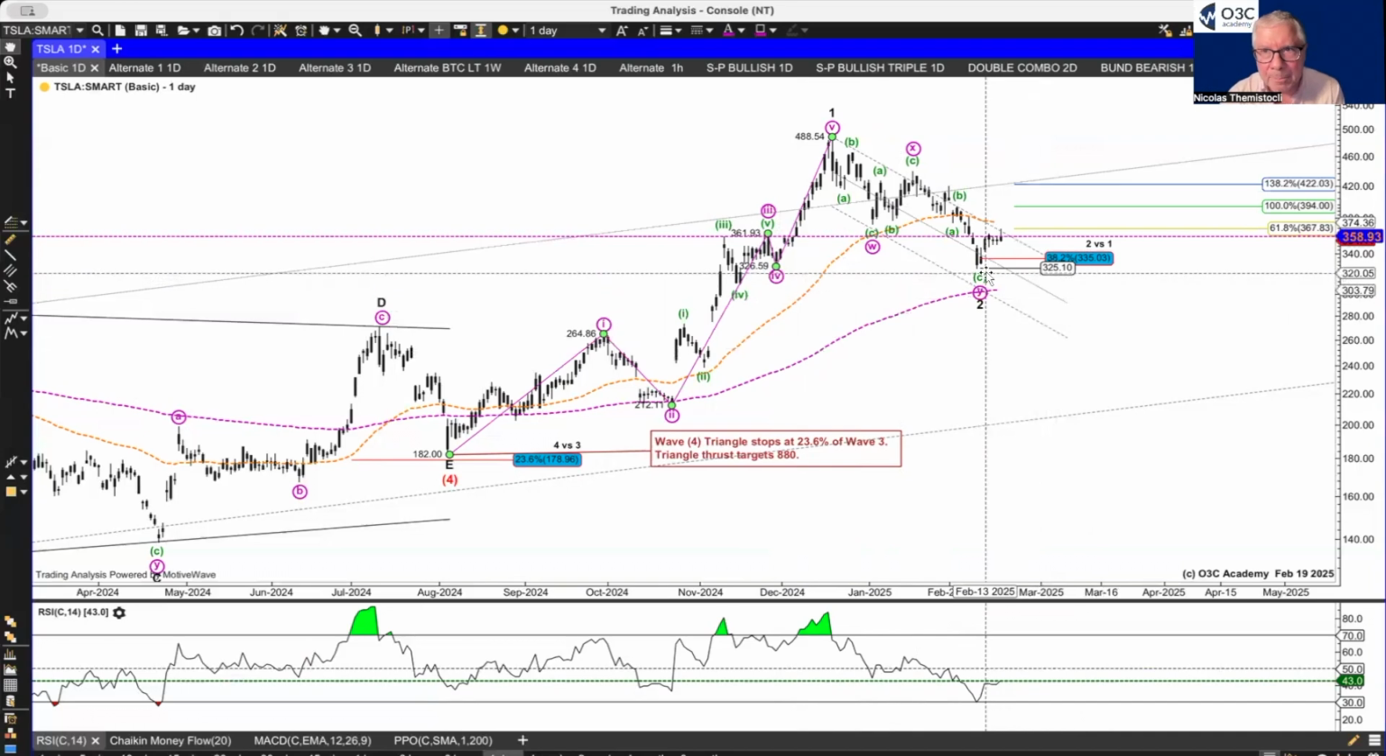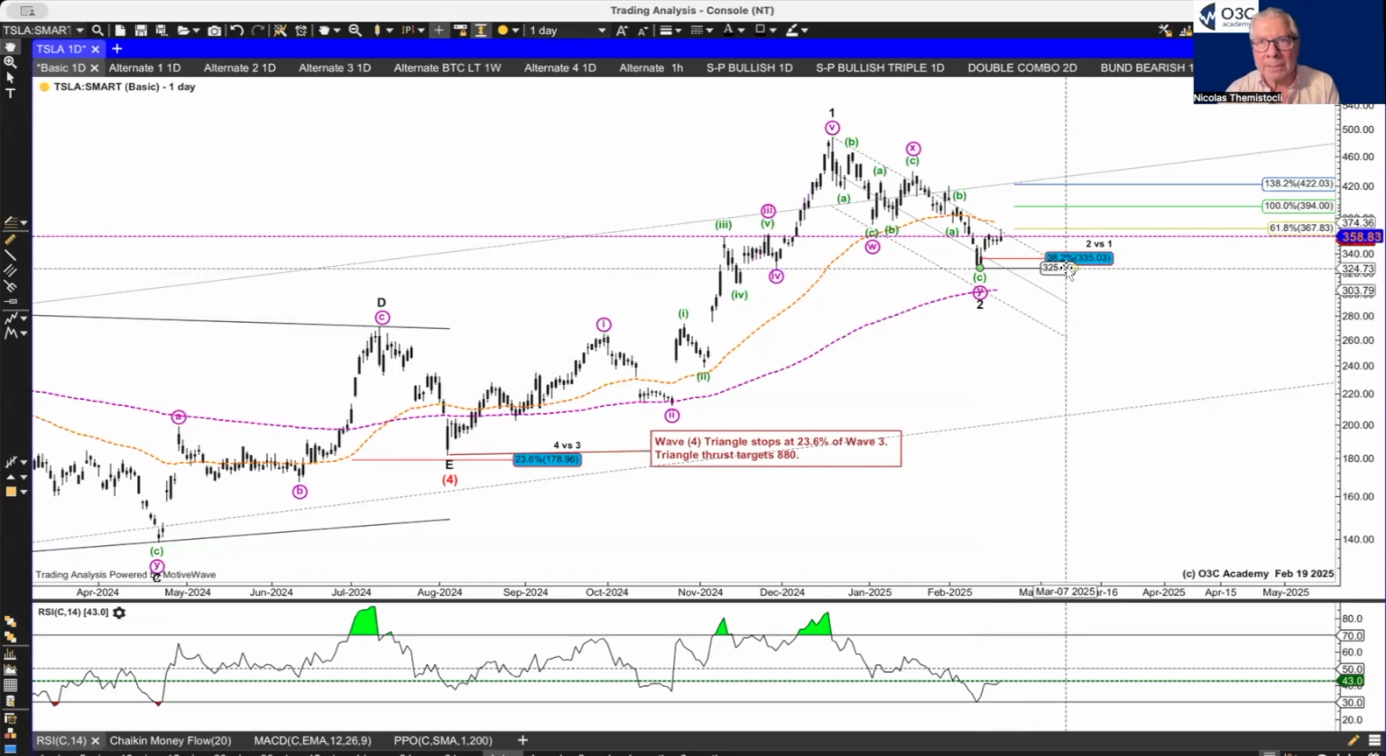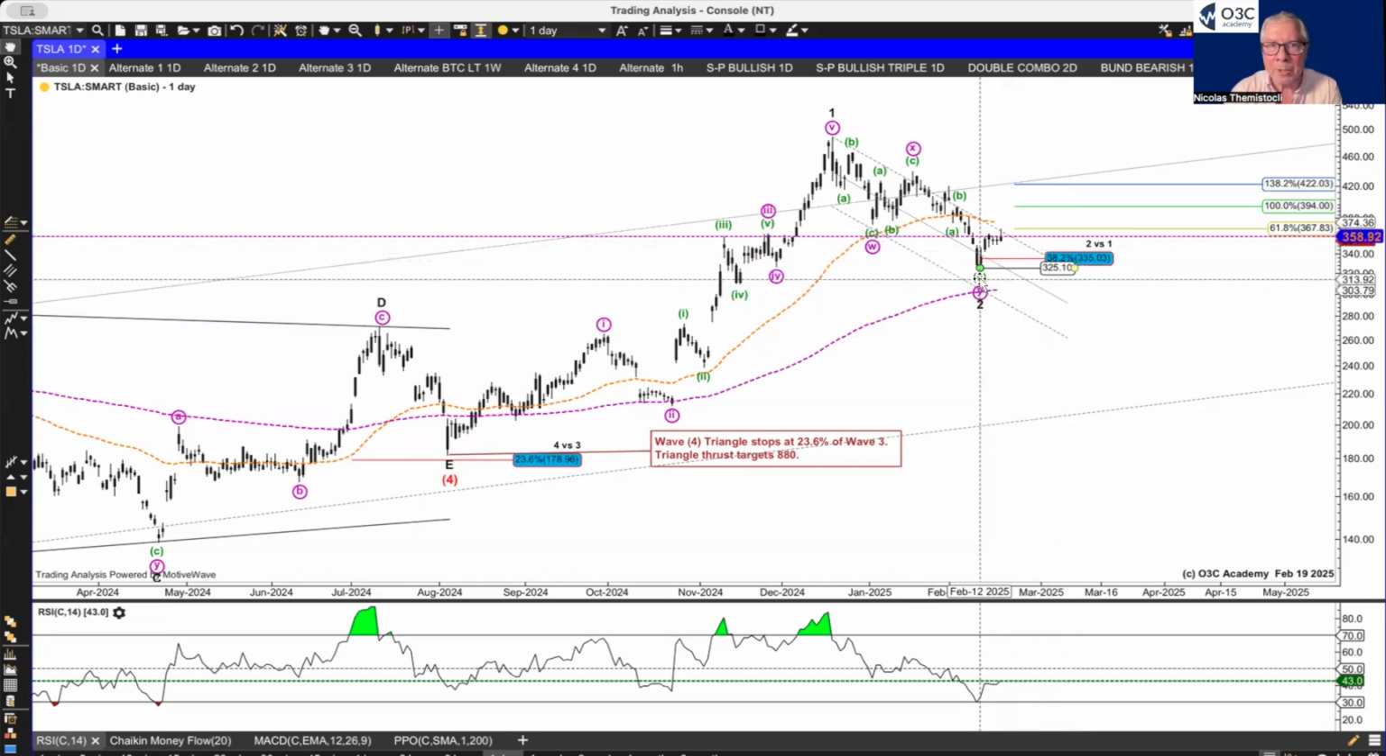Firstly, it's not allowed to break the low. What was the low? It's around 325. So I don't want to see prices below that. We're at 360 now or thereabouts. We certainly don't want to see prices form a new low, number one.